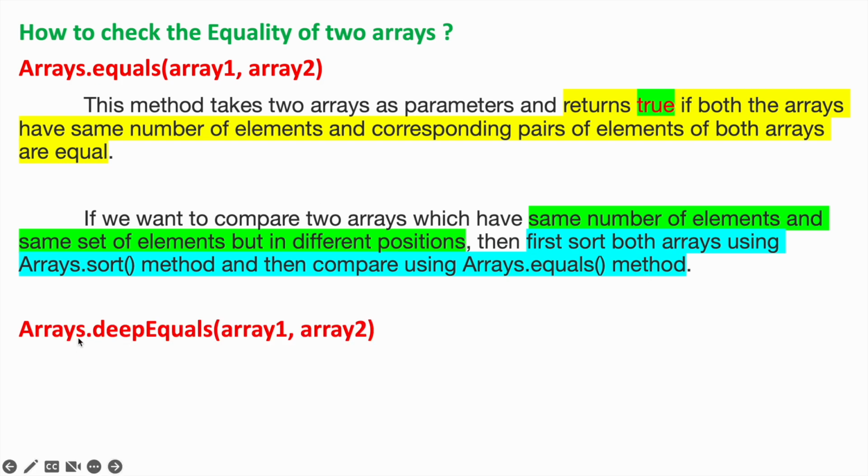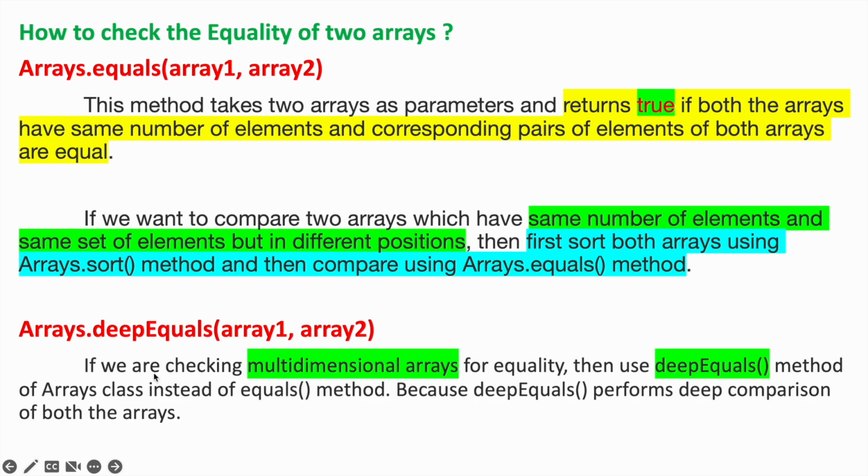And we have one more method, the Arrays.deepEquals method. If we are checking multi-dimensional arrays for equality, then we use the deepEquals method of the Arrays class instead of the equals method, because deepEquals performs a deep comparison of both arrays. So this is about how we can check the equality of two arrays.